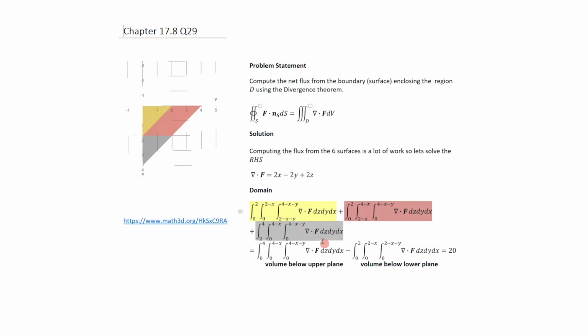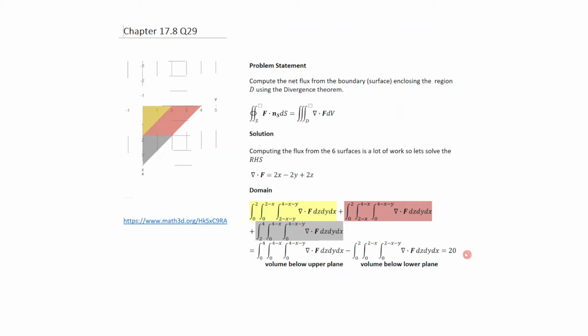Finally, the gray region is again from 4 minus x minus y to the z equals 0 plane. But in this case, the lower limit for y is 0. The upper limit is 4 minus x. And we're going now from 2 to 4, which is what we've shown here. So you can add these all up. In fact, through a number of tricks, you can show that this can be reduced to an integral that looks like this. This integral minus this integral, and you'll find that the result is 20 when you make the substitutions.